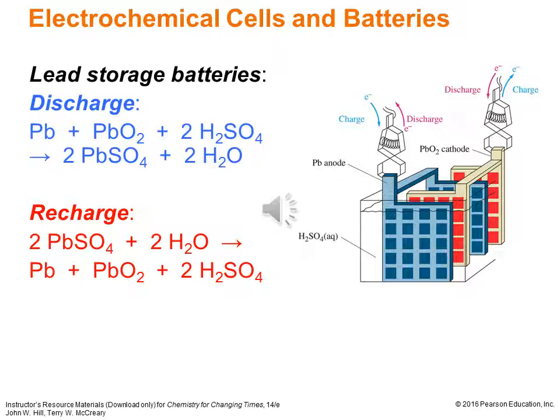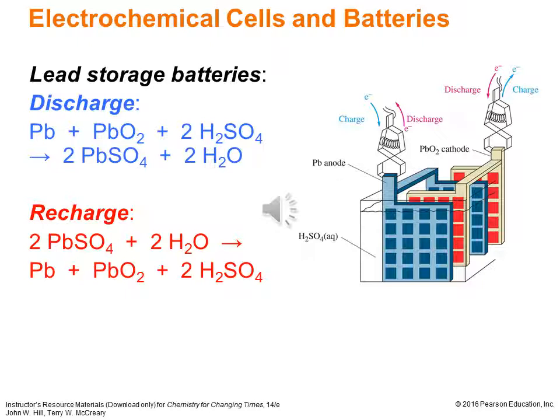To recharge the cell, you'd have to put in an outside source of electrical energy to give 2 PbSO4, so everything's in the lead 2+ state, plus 2 moles of water, yields 1 mole of lead metal, plus 1 mole of lead 4 oxide, plus 2 moles of sulfuric acid. It's exactly the opposite of the discharge reaction, and that'll allow us to go through that cycle many, many times.